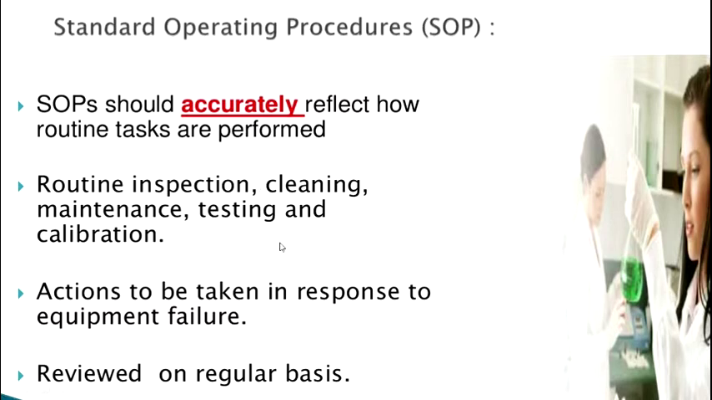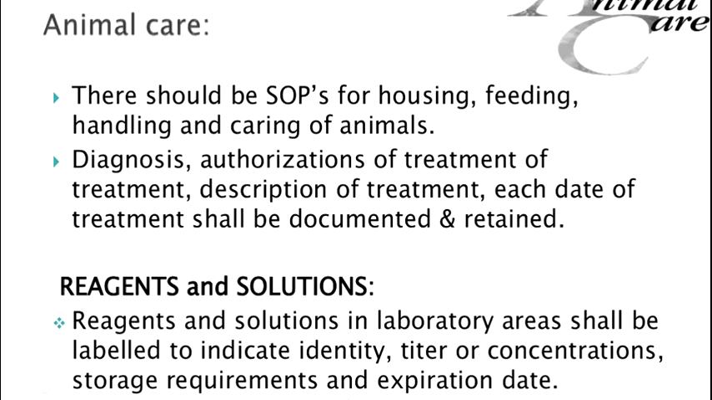So SOPs include even this, and they will be reviewed by the internal quality assessment cell. Animal care units, like how the housing is done, whether they have a proper place to move about, whether the feeding unit is in hand, whether they are being diagnosed and treated with respect to some diseases or infections, all that has to be documented and written. Even these have a SOP.